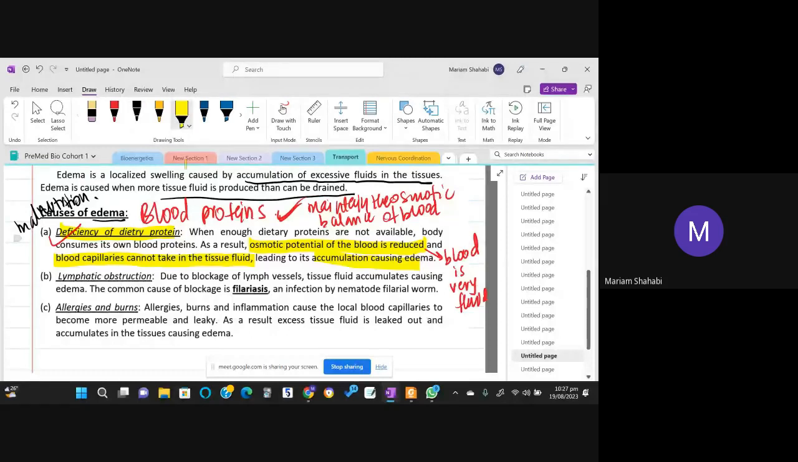Then you have lymphatic obstruction. अब अगर lymph vessels block हो जाएंगे तो क्या lymph vessels अपना काम कर सकेंगे? Obviously not. तो their purpose is to return tissue fluid to the veins, and if the lymph vessels themselves are blocked, they cannot do that function, and that would result in edema as well. And the common cause of blockage is filariasis, an infection by the nematode filarial worm.